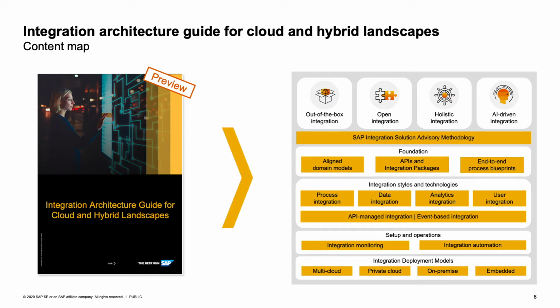In the main part of the guide, we are going into four areas of integration: process integration, data integration, analytics integration, and user integration. These are the major styles that we found here. We also added, of course, areas of the setup and operations domain, like integration monitoring and the automation of integration. So that is what we also have here in the portfolio.